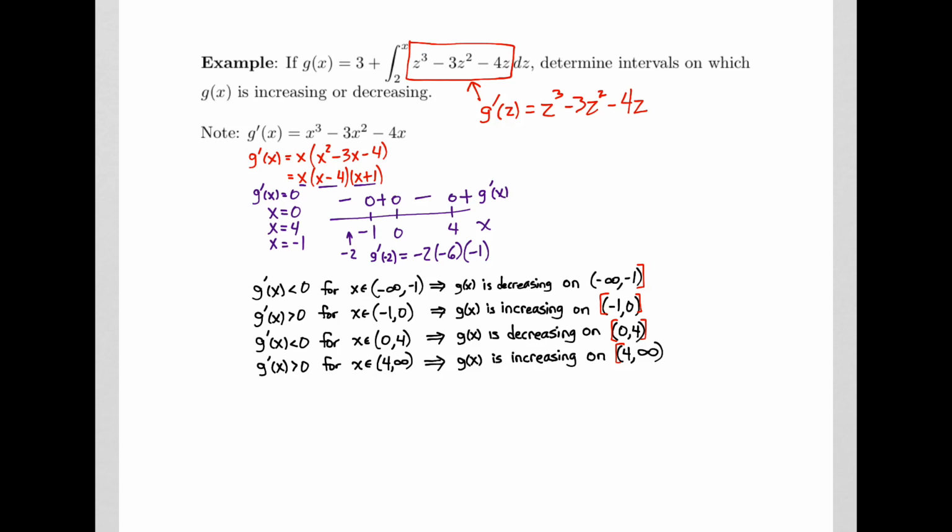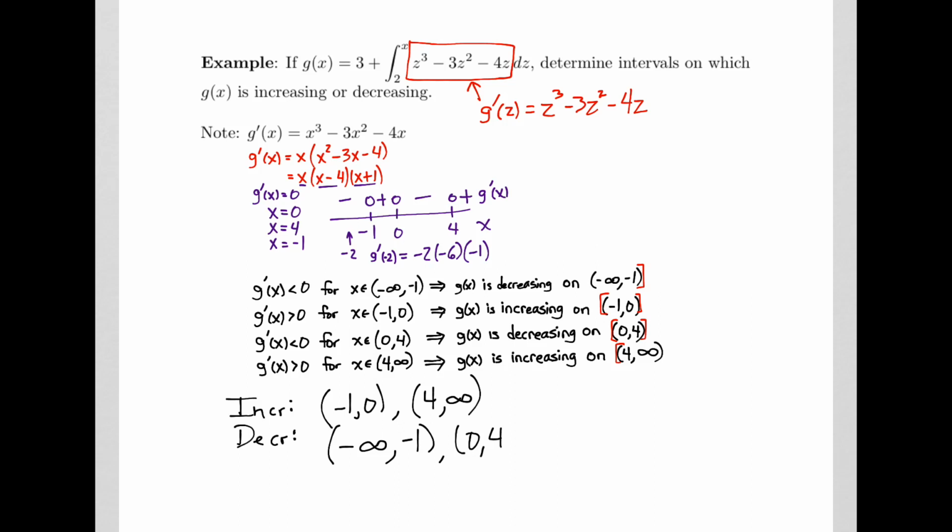So the question is describing the intervals where I'm increasing and where I'm decreasing. And so what I would enter into WeBWorK for increasing are the intervals -1, 0 and the interval 4 to infinity. And I'm going to separate them by a comma. And for decreasing, from -infinity to -1, as well as the interval 0 to 4.